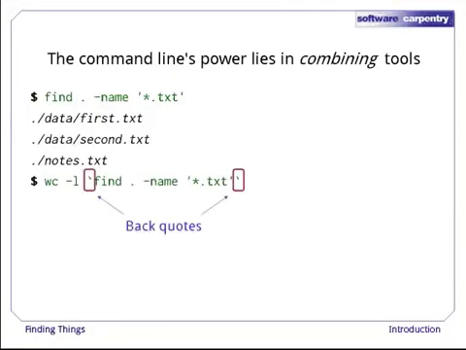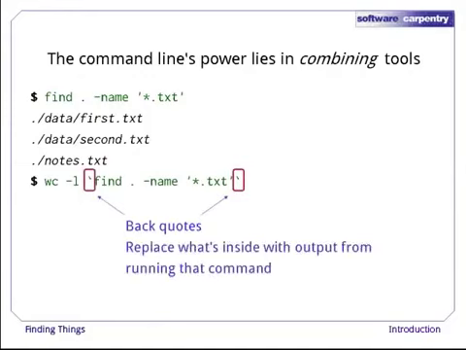The trick here is to put the find command inside back quotes. This tells the shell to run find and then replace what's in the back quotes with the command's output. This is exactly what the shell does when it expands star, question mark, and other built-in wildcards, but more flexible, since we can use any command we want as our own wildcard.